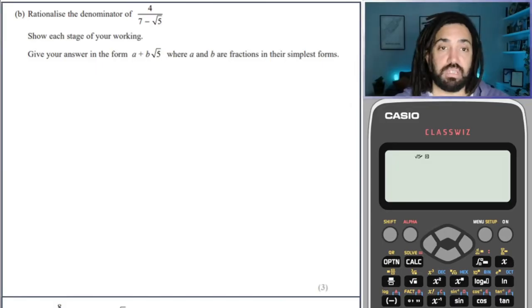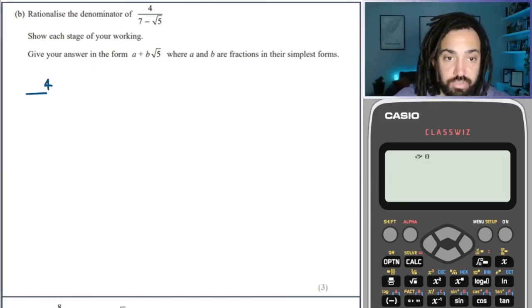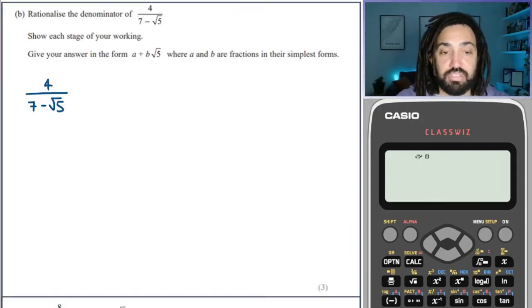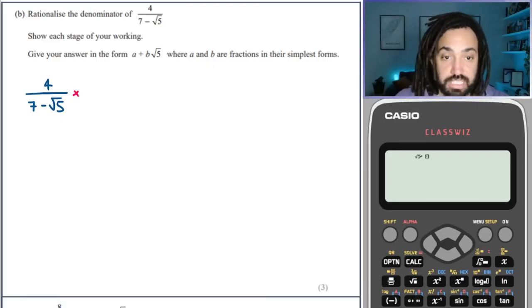Perfect. Okay, we're rationalising the denominator now. So 4 over 7 minus root 5, and once again this is a denominator which has a surd and a non-surd in it. So we just write it out again, but we just flip the sign in the middle.